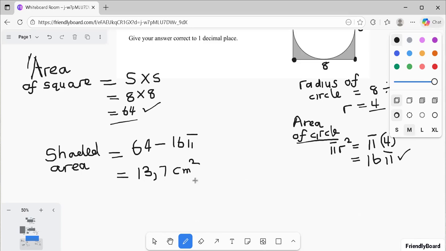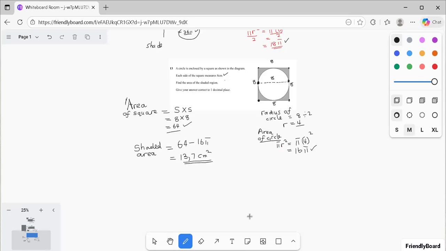Okay, so that's basically how you work it out. Whenever you are finding the area of the shaded region, always remember that it's always area of the larger shape, take away area of the smaller shape.